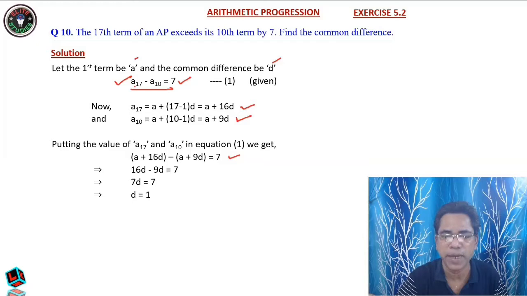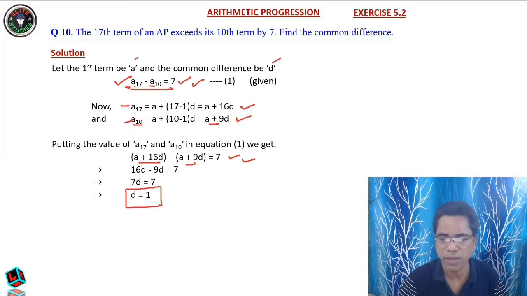A plus 16D, you got from where? From here, A17. And A plus 9D from where? Because it is A10, we have got it from here. So after putting this value of A17 and A10 in equation number 1, we got this, and after solving we got D is equal to 1.